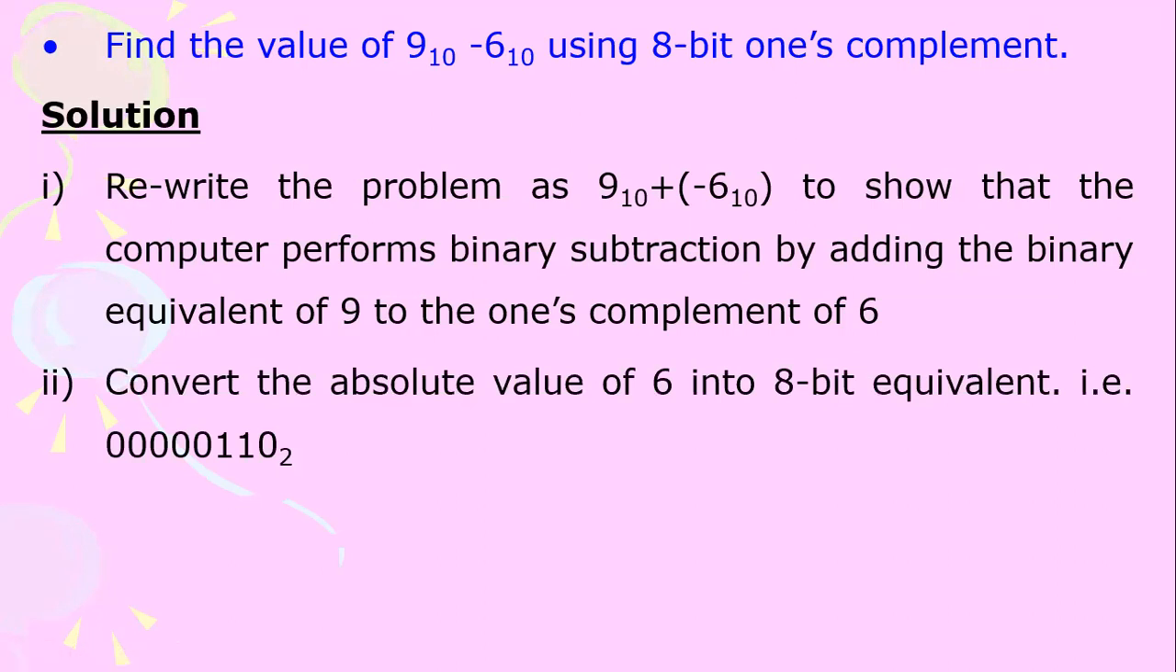Number 2, convert the absolute value of 6 into 8-bit equivalent. That is 0, 0, 0, 0, 0, 1, 1, 0. So that is our 8-bit equivalent of 6.